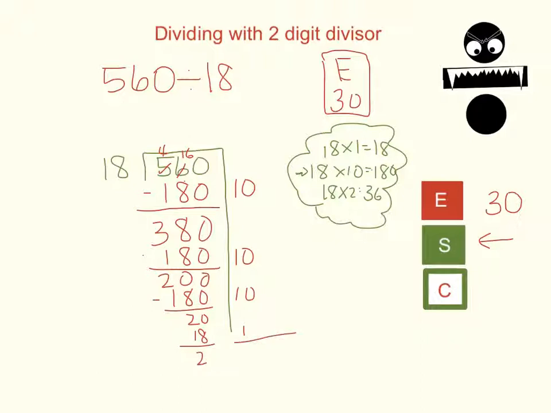And don't forget that we add up this side to get our quotient answer, which is 10 plus 10 plus 10 plus 1, which is 31. So if I wanted to write the answer out for the partial quotients, it'd be 31 and 2 over 18.